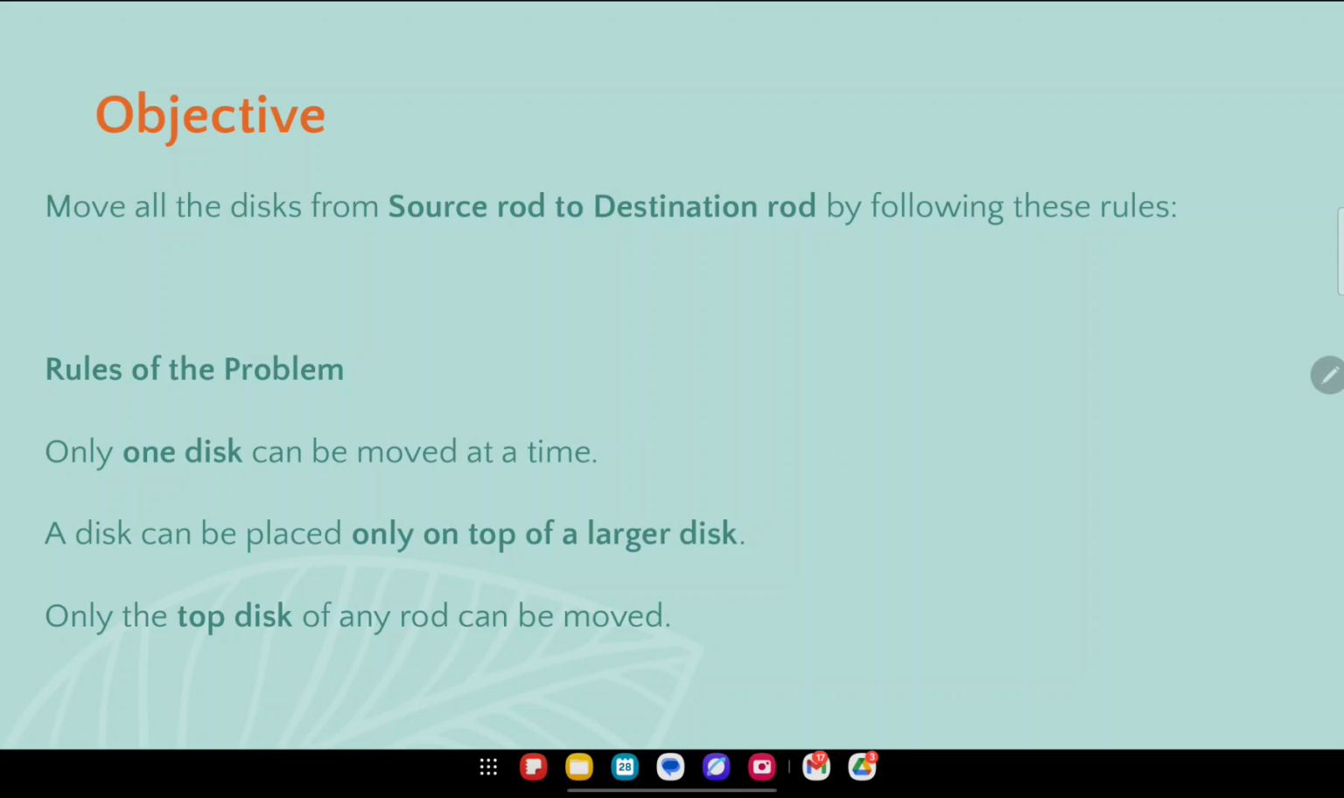Rule number 1: only one disk can be moved at a time. We cannot move multiple disks together. Rule 2: a disk can be placed only on top of a larger disk. This means a big disk can never be placed on a smaller one. Rule 3: only the top disk of any rod can be moved. We cannot pick a disk from the middle or bottom. These rules force us to think carefully, and these are the reason why recursion is required.